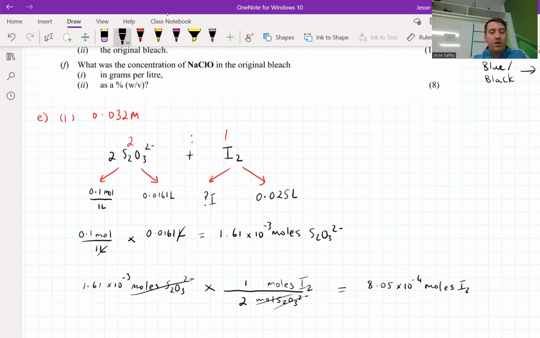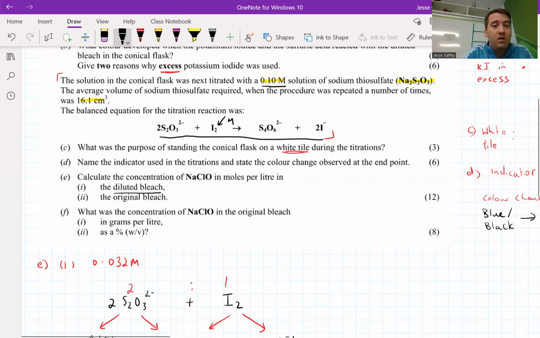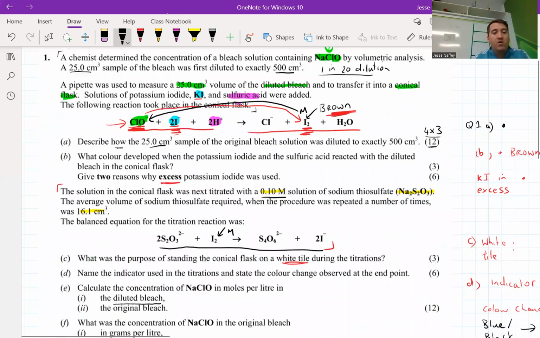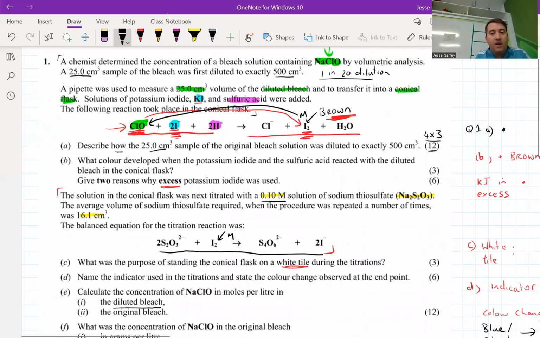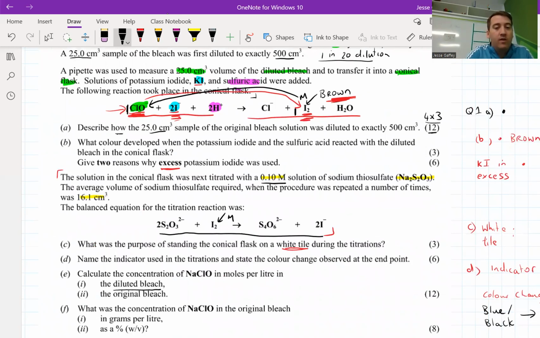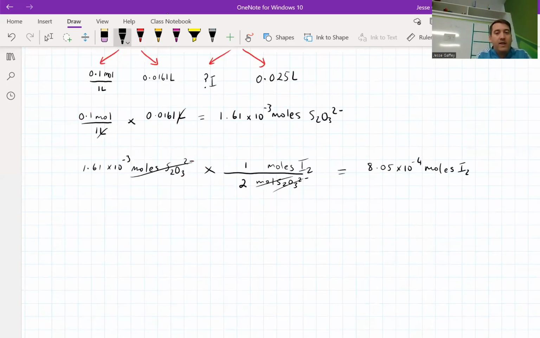Okay, moles of I2. Now there's another step, to go from moles of I2 and find out, well, what is the equivalent number of moles of hypochlorite? Because that's what we're trying to find up here. Well, as you can see here, there is 1 I2 for 1 hypochlorite. So what we can do then is convert from moles of I2 to moles of hypochlorite. So pause the video if you can do that now, please.